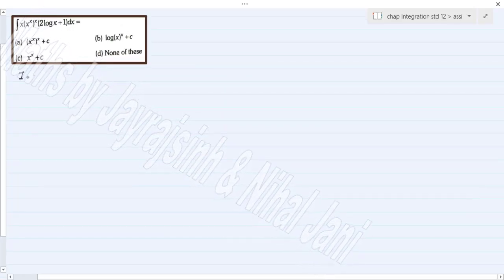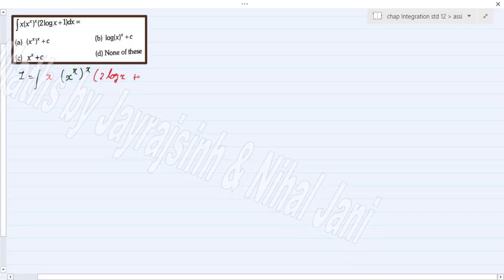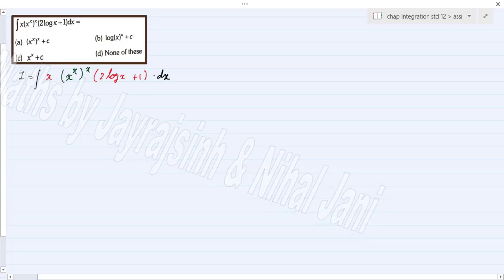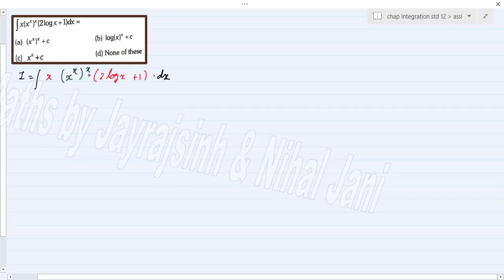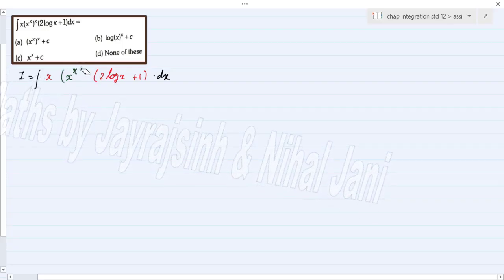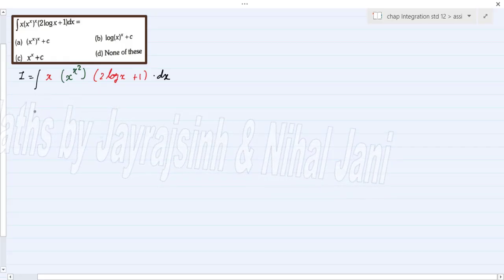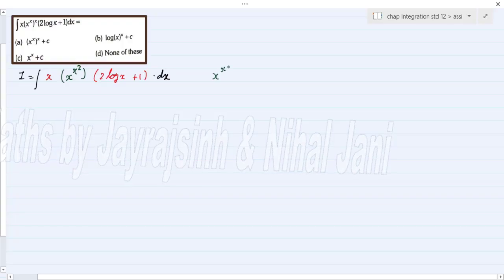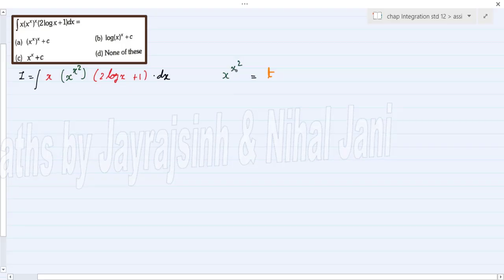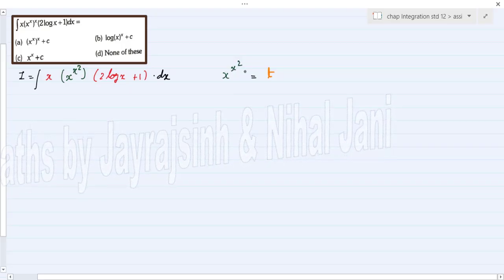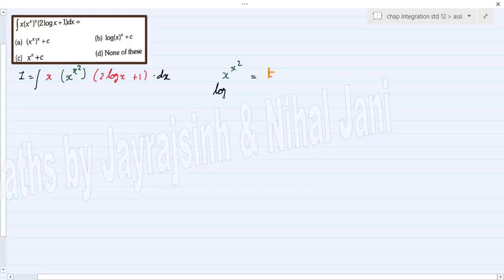Here, you have to integrate x into x raised to x into 2 log x plus 1. Here, this x raised to x can be rewritten as x raised to x square. So, let's assume x raised to x square is equal to t. Now, on the left side, we have variable raised to variable. So for that, we have to take log on both sides.